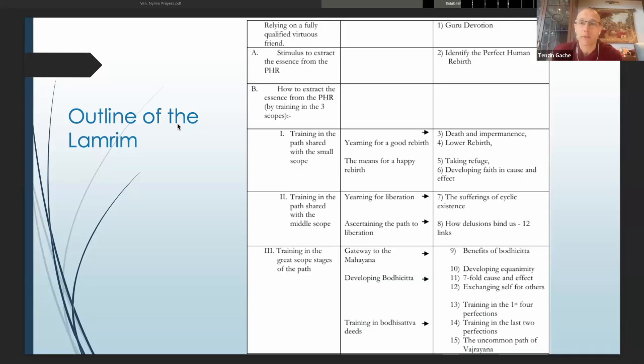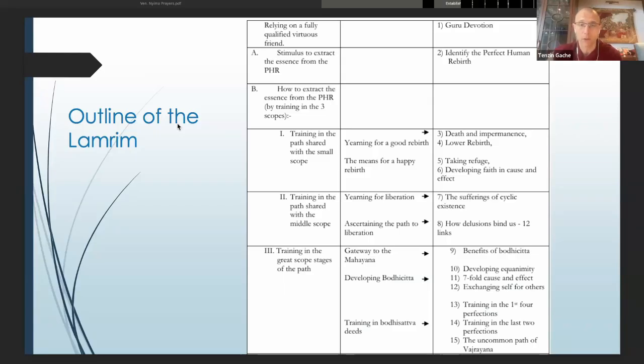And then the means for happy rebirth. So what do we do if we want to have a better life next time? Well, it includes taking refuge and then developing faith in cause and effect. So again, we'll go through all of those one at a time in the subsequent slides.